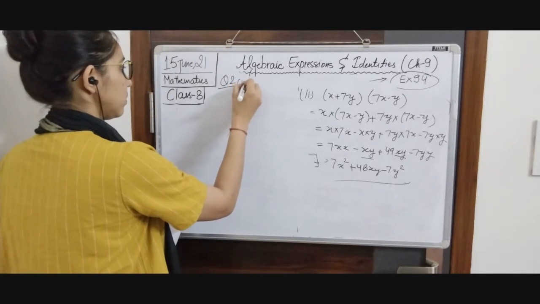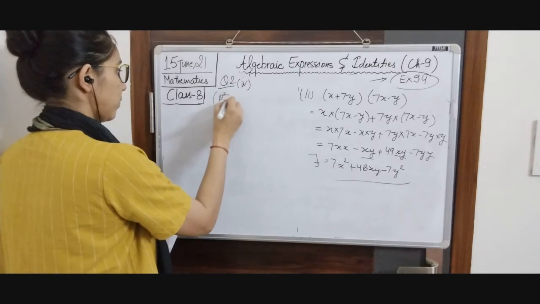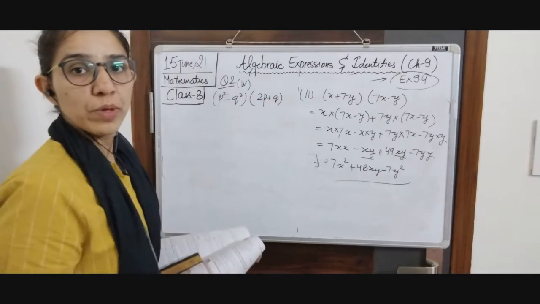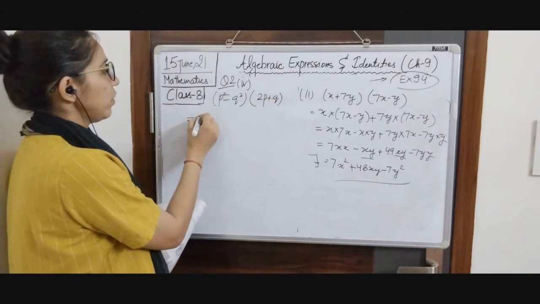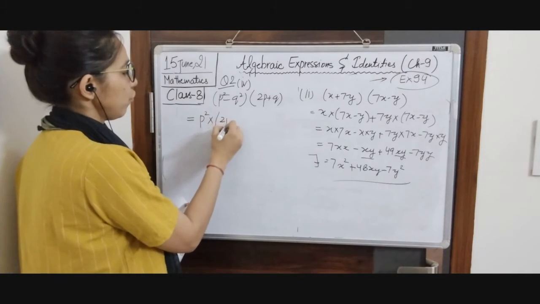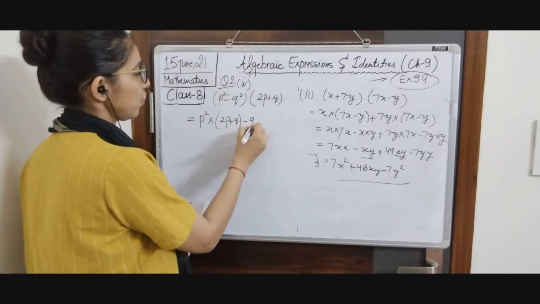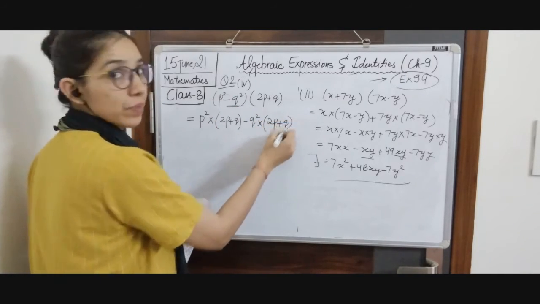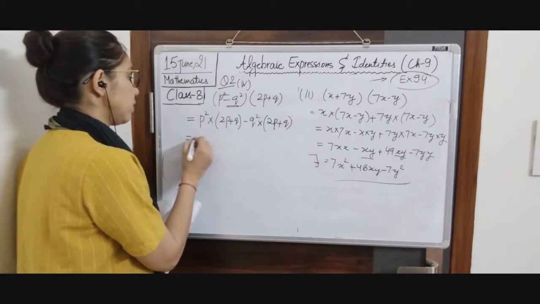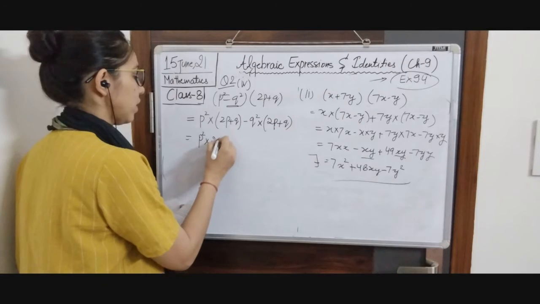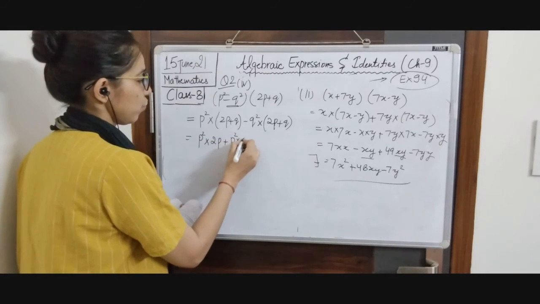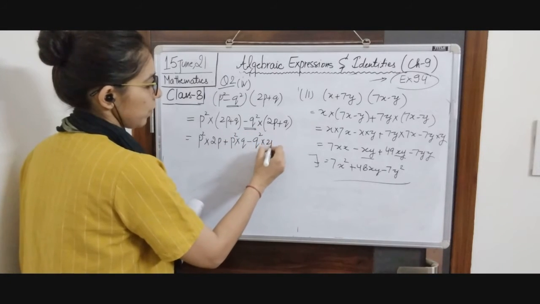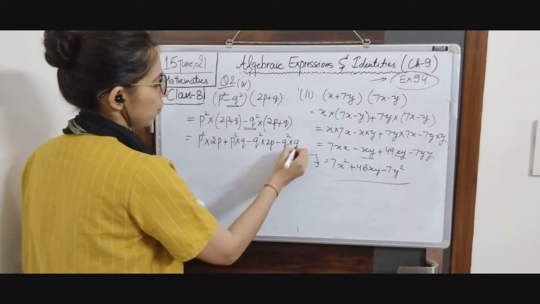Fourth part is (p square minus q square)(2p plus q). It will be equal to p square into (2p plus q) minus q square into (2p plus q). Okay, it will be p square into 2p plus p square into q minus q square into 2p minus q square into q.